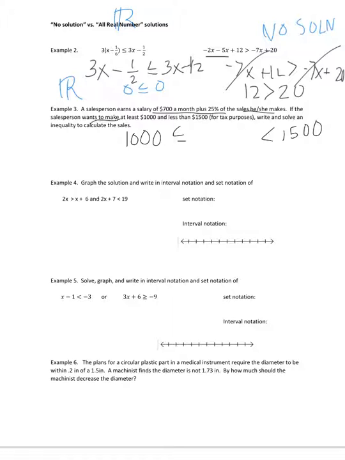So I'm trying to calculate the sales. X is going to be the sales. So what I'm going to make is going to be 700 plus 25% of the sales. So it's 0.25 times the sales. So this compound inequality is an in-between. To solve for x, you have to subtract 700 from the 3 sides. 300 less than or equal to 0.25x less than 800.